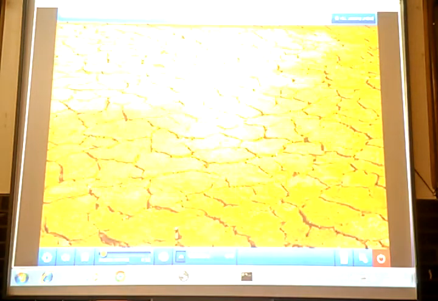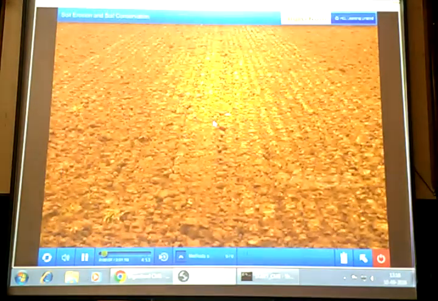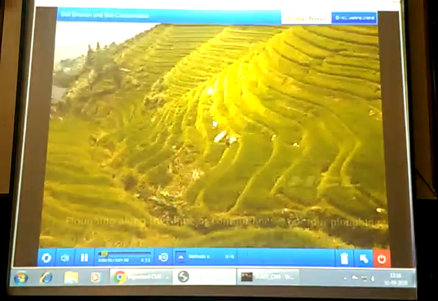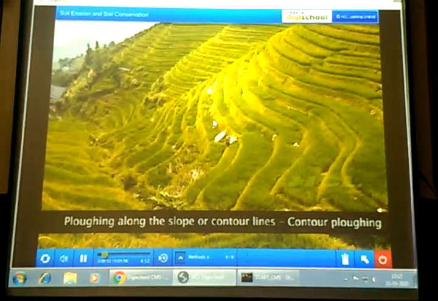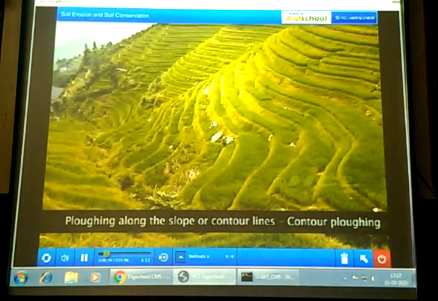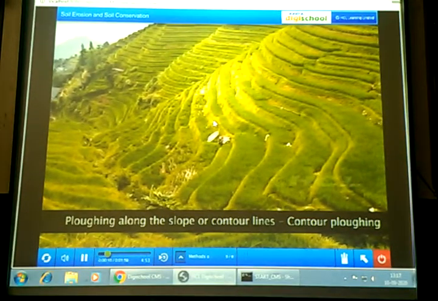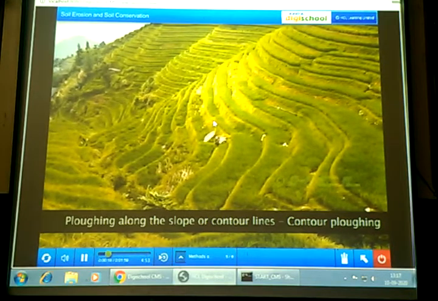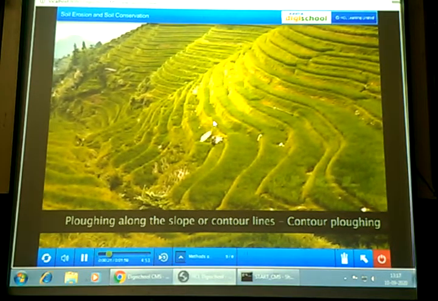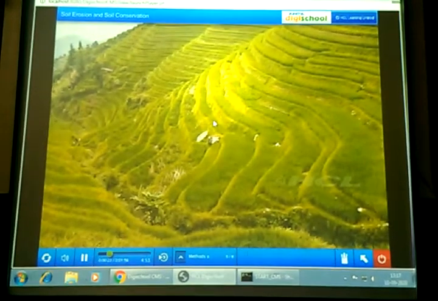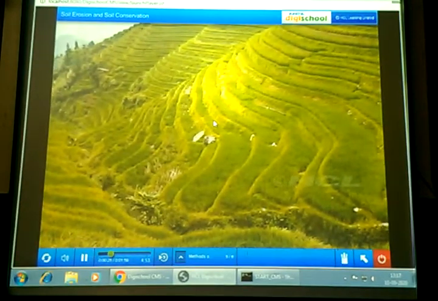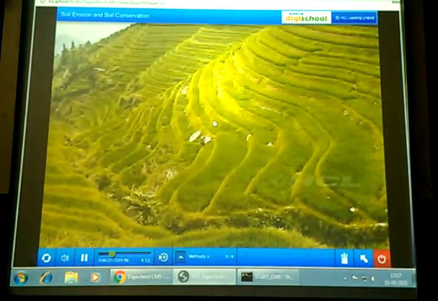Here are a few methods through which we can conserve soil. In sloping lands, ploughing can be done along the slope or contour lines, rather than up and down the slope. This is called contour ploughing. This practice decelerates the flow of water down the slope and thus prevents the removal of topsoil.